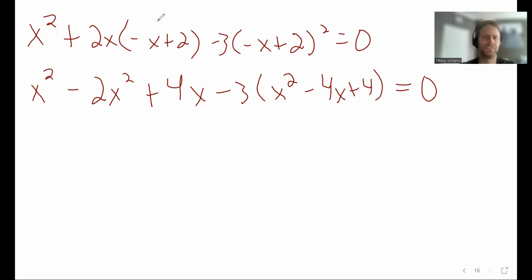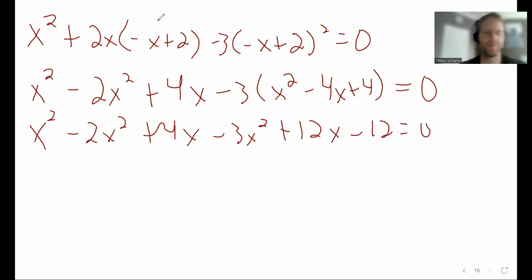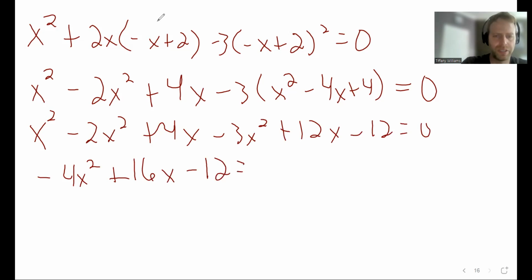So, yeah. Okay. Distribute that 3 through now. I'm going to get x squared minus 2x squared, 4x minus 3x squared, plus 12x minus 12 equals 0. Okay. And then when we combine all the like terms, if we combine all the x squared terms, we should get negative 4x squared. And then if you combine the x terms, you get positive 16x. And then we have a minus 12, set equal to 0.